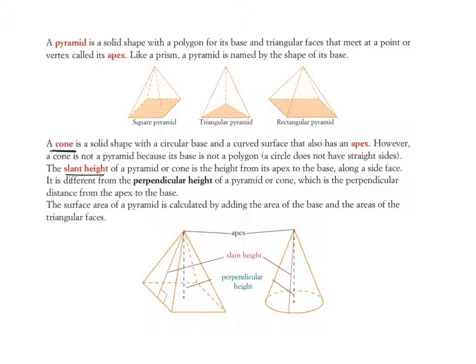The other thing you need to know is the slant height of a pyramid or cone is the height from the apex to the base. Okay, so the slant height in this case is on the outside. So these bits here. Okay, let's go on.